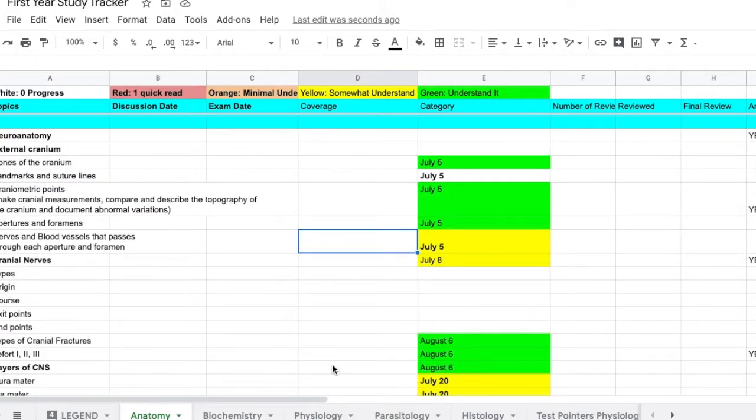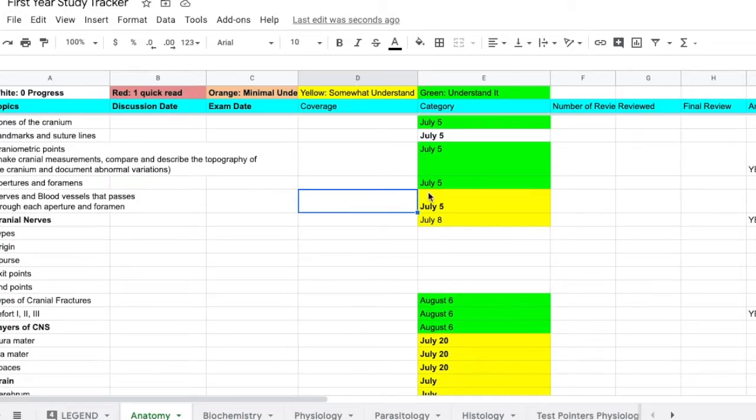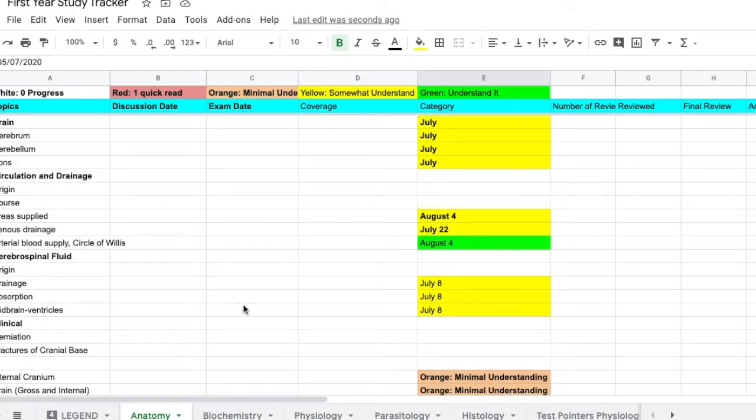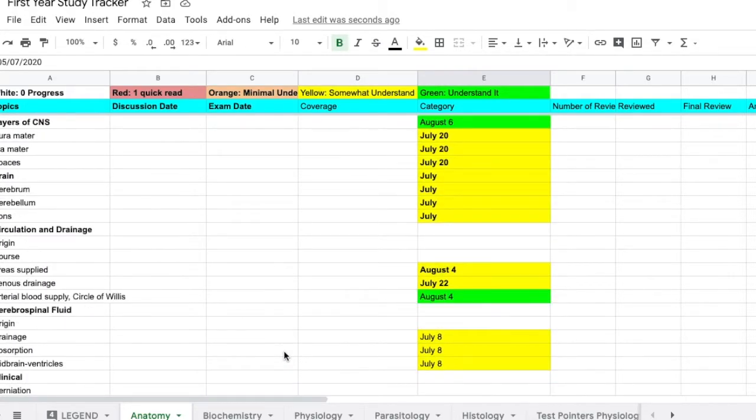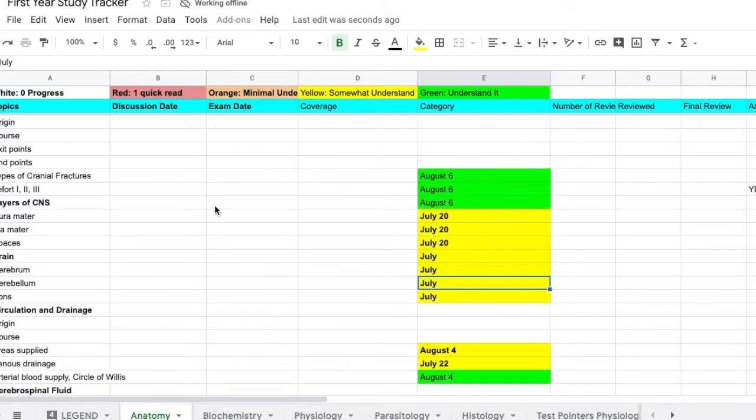Luckily, I have somewhat covered the topics for this coming Tuesday, and I still have to review specific topics, especially the ones tagged in yellow, about the cerebrospinal fluid, the layers of the central nervous system, and parts of the brain. So I just have to go through it once or twice before our exam.